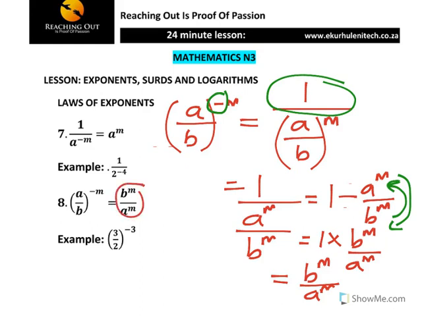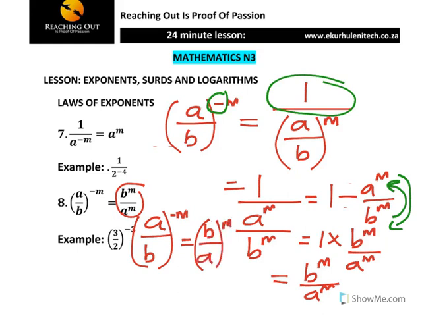But when you're given a scenario where they just say a over b to the power negative m, because you don't want to go through that whole stage, you just interchange. The bottom becomes the top, which is b over a to the power m. Then you can simplify that further.